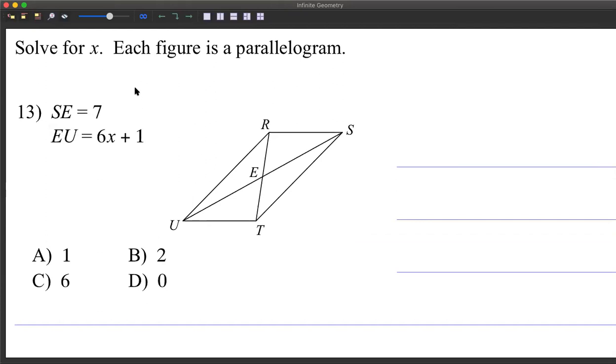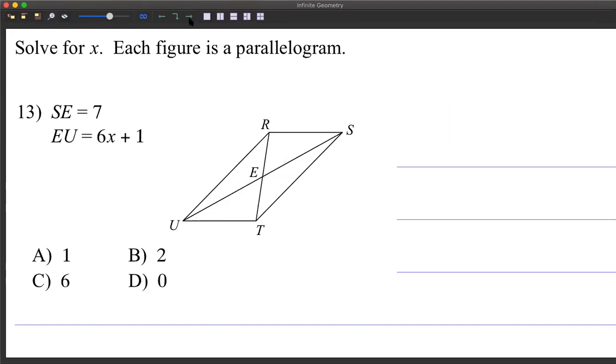So if I look at this one, SE is 7 and EU is 6x plus 1. So I know that the diagonals are getting cut in half. That means those two little pieces are equal to each other. So my equation for this one is just 6x plus 1 equals 7. If they give me just this piece and just this piece, they're always equal to each other. And now I can just solve, and that should be pretty easy.